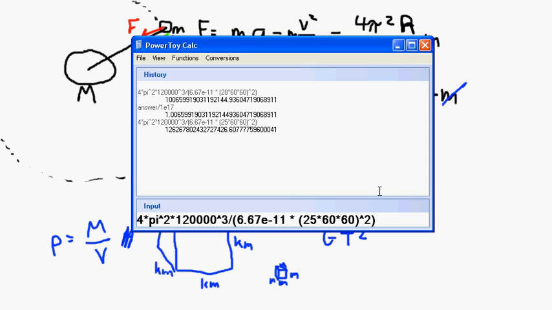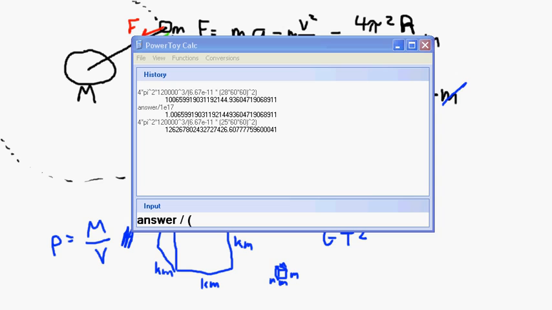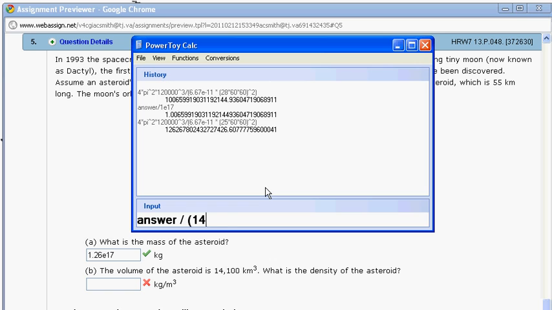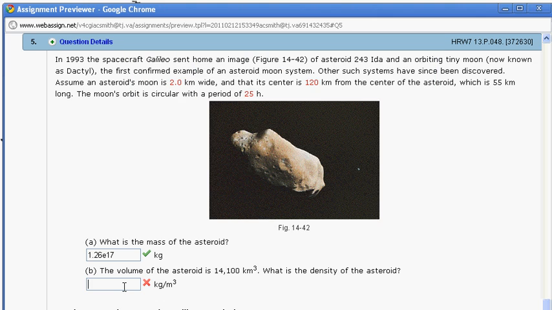Okay, so anyway, this is our mass here. We already have this. So I'm just going to take the answer and divide it by the volume they gave us, 14,100 cubic kilometers. But I'm going to multiply that times 10 to the 9th so that I get it into cubic meters. And this should give me the answer in cubic meters, which is 8955. I'm rounding it correctly, and that should be the density.